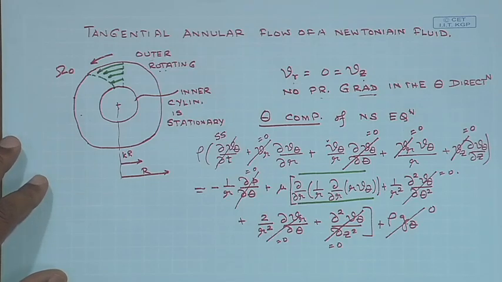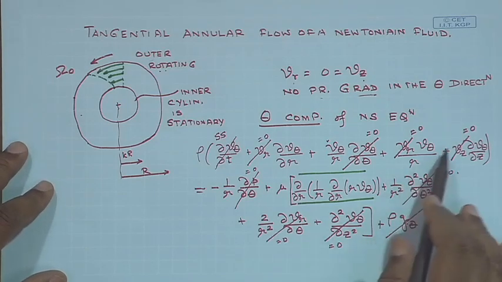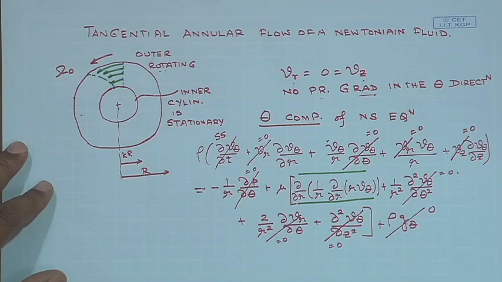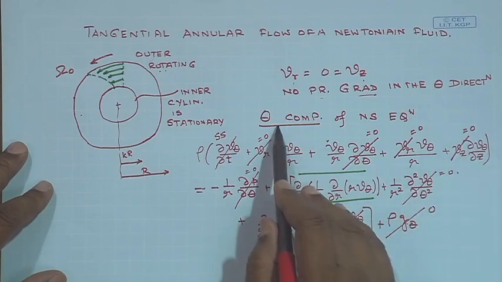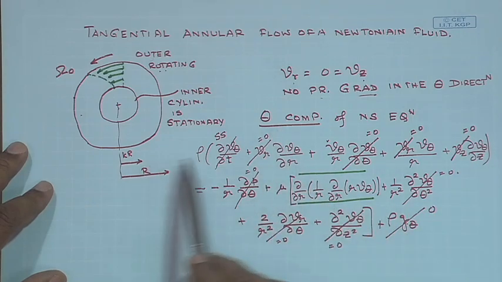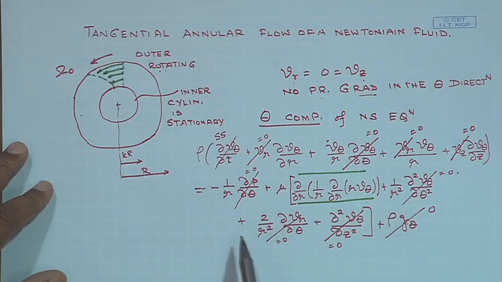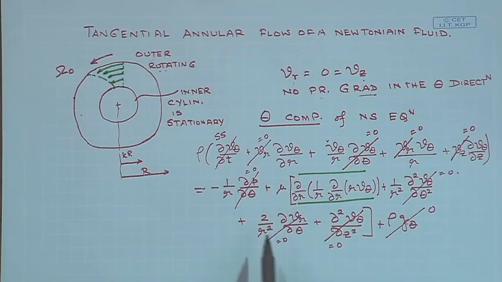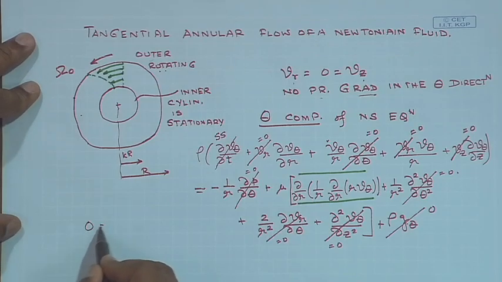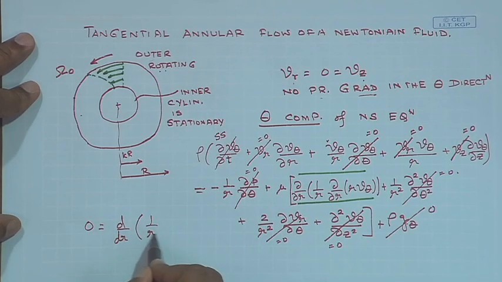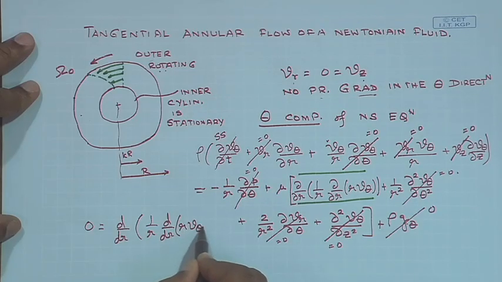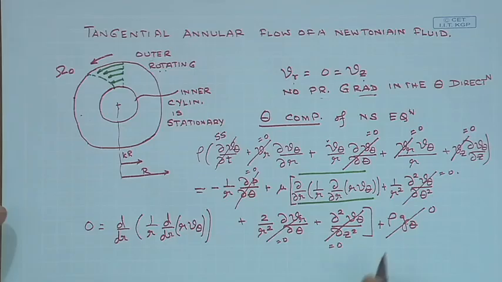So, what you see from here is that from the entire theta component of the Navier-Stokes equation, all terms are 0 except one, and you get the governing equation to be 0 equals d/dr of (1/r d/dr of (r v theta)).